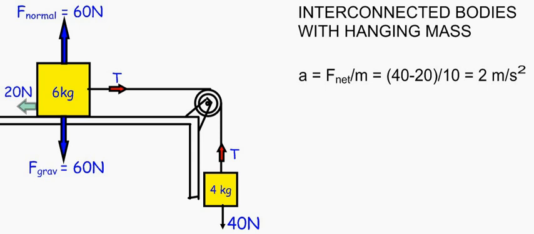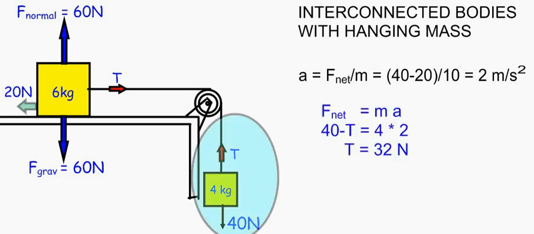This will obviously change the size of the tension force. Looking at the free body force diagram for the 4 kilogram mass, we have the net force being 40 minus T, which will cause the mass of 4 kilograms to accelerate this time by 2 meters per second squared. Doing the mathematics means that the tension force is now 32 newtons.